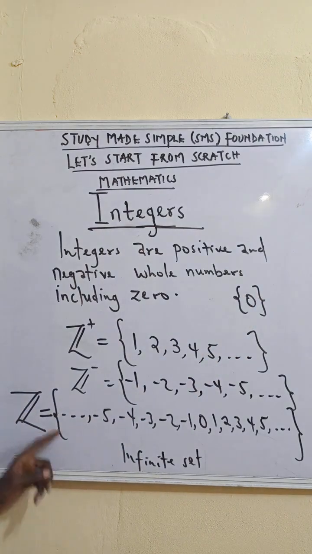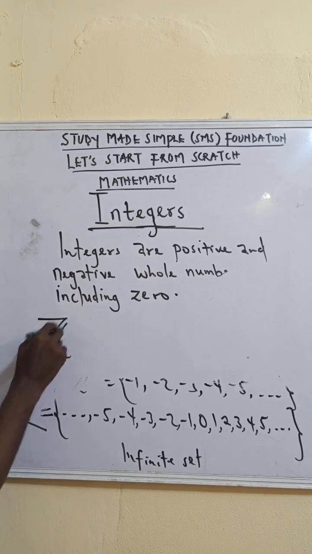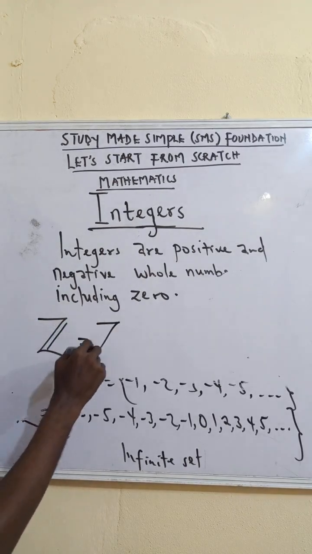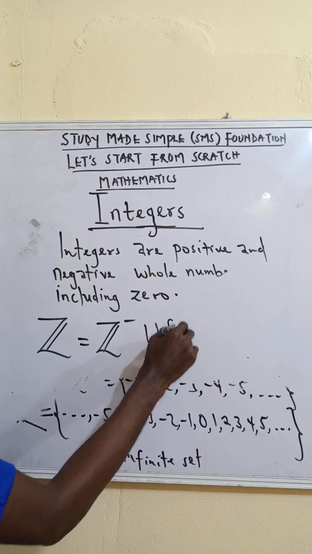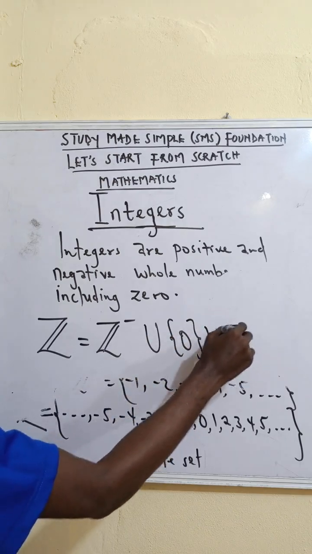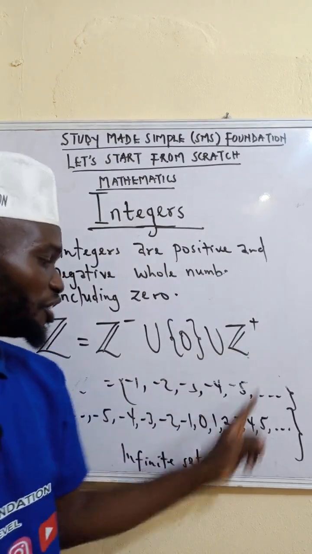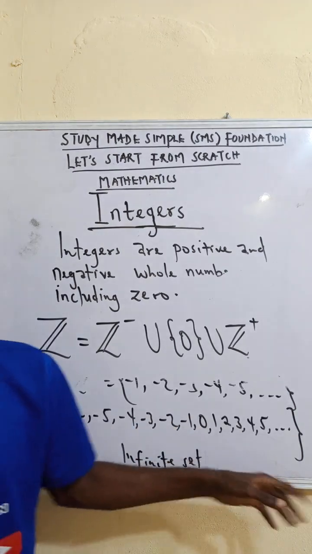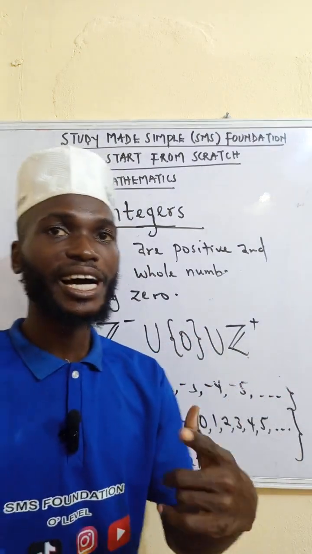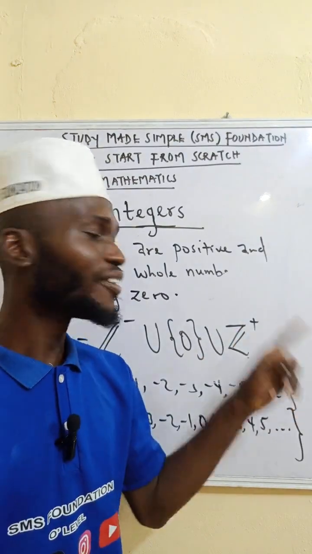So in a simple way, instead of writing the whole of this, I can write the set of integers like this. I just say the set of integers Z equals Z minus, which is the negative integers, union a set containing 0, union a set containing positive integers. So we have the negative ones, we have 0, and we have the positive ones. The negative ones are here, we have the 0 in the middle, and we have the positive ones. Those positive ones, you remember that we said they are natural numbers. So positive integers are also known as natural numbers.